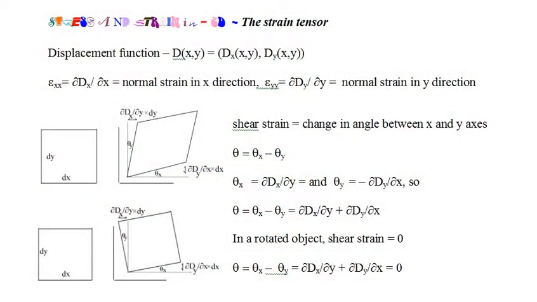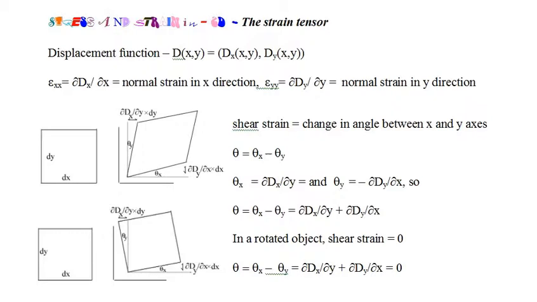As in the 1D case, strain in 2D is defined in terms of the displacement function. In 2D, the displacement function has two components, dx and dy. There are three types of strain to define. Normal strain in the x direction, defined as the partial derivative of dx with respect to x. Normal strain in the y direction, defined as the partial derivative of dy with respect to y.